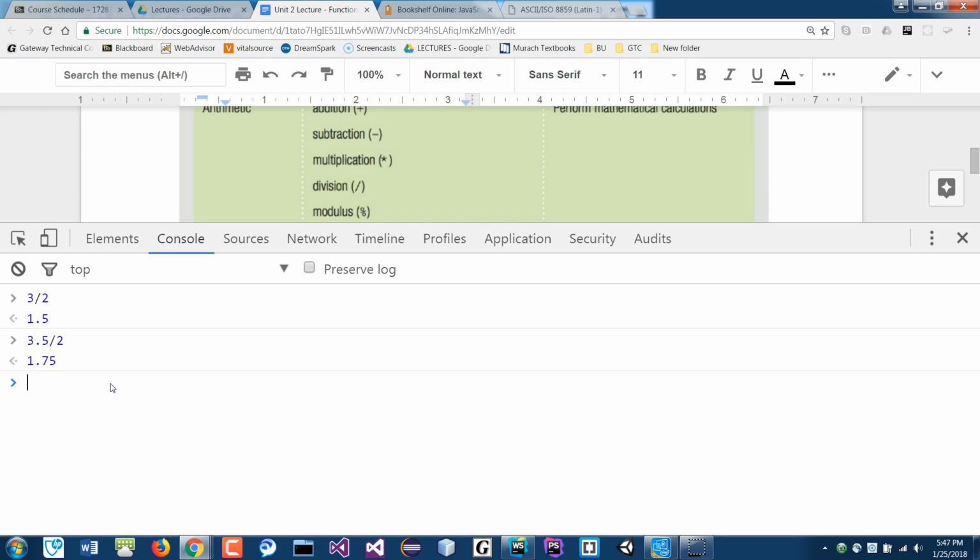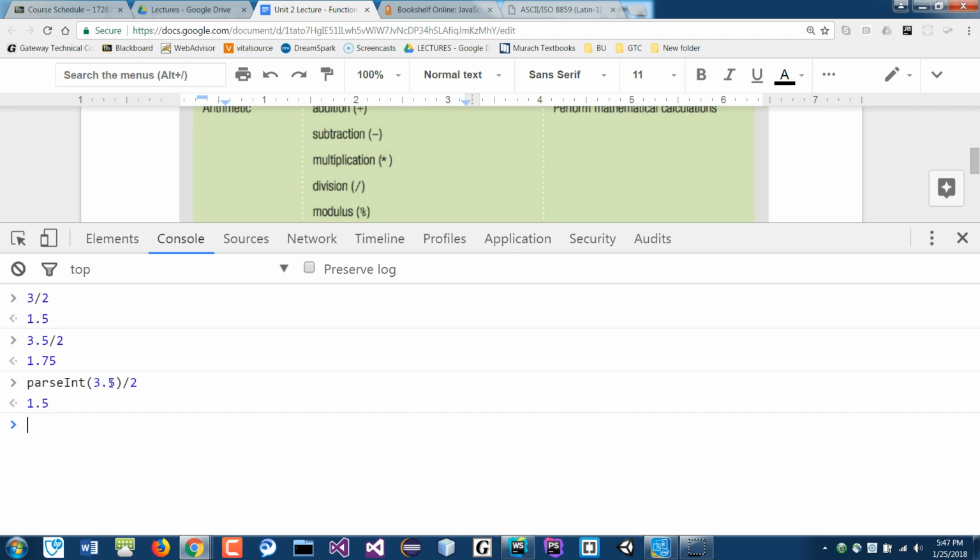Now, if you want to convert the 3.5 to an integer and then divide it by 2, if you do any conversion, then you can use the parseInt, and you wrap the number in here. So now I'm converting the 3.5 to an integer. All it does is basically truncate the decimal values. It keeps the 3, and then if I divide that by 2, I get 1.5. So it does the truncation first, and then it does the division.